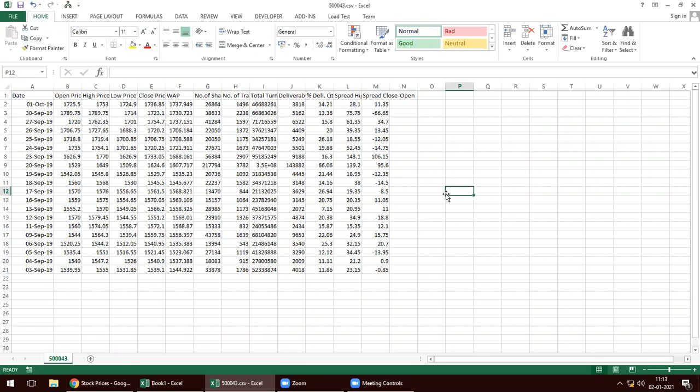Now the CSV file is available. The order is in October. You can see the order: 1st October, then 30th September, 27th, 26th September, like that. So be clear, we have to make the order clearly.